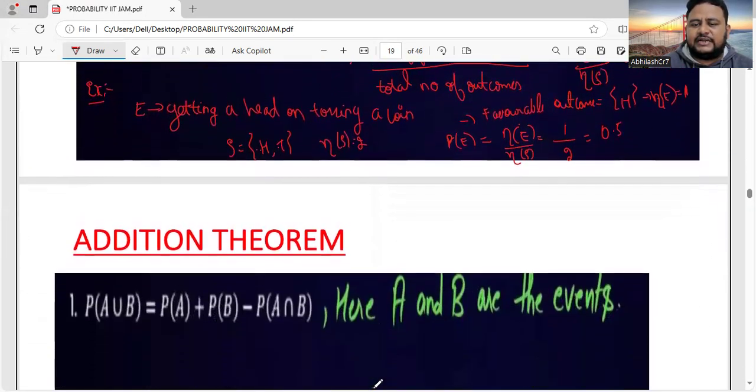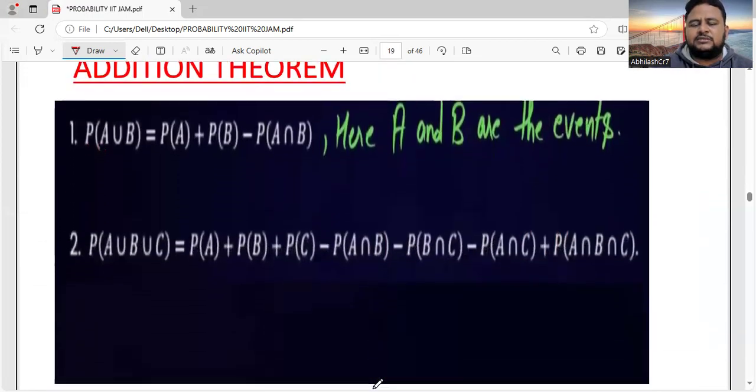Now let us move to the addition theorem. Suppose A and B are two events. The addition theorem says the probability of A union B, which means combining A and B, is the probability of A plus the probability of B minus the probability of A intersection B. So this is the theorem when it comes to two events.